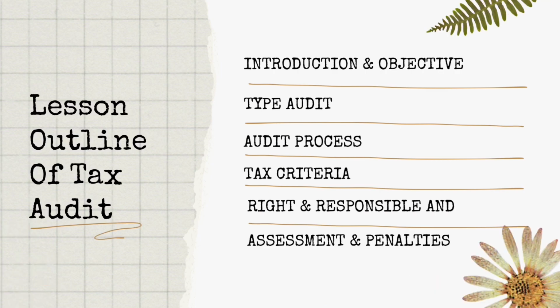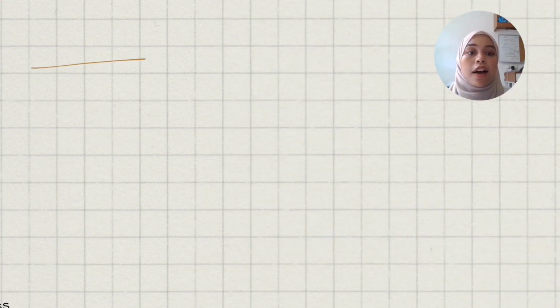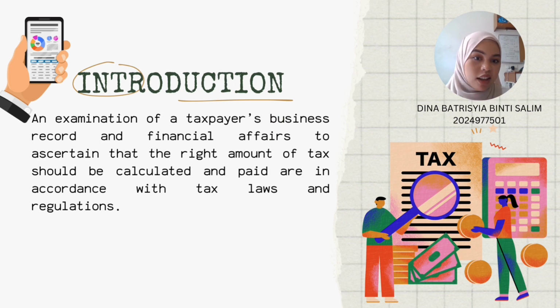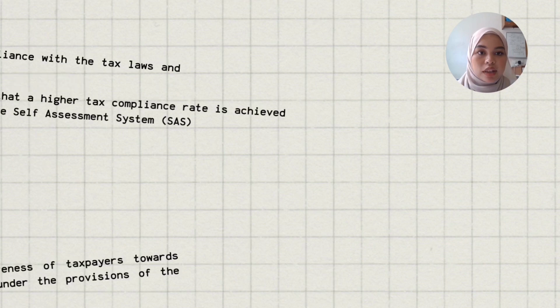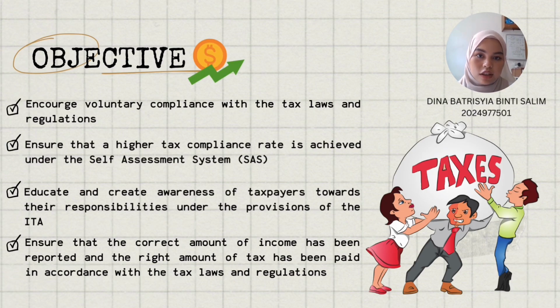This is our lesson outline of tax audit. Firstly, what is the tax audit? Tax audit is to ascertain that the right amount of tax has been calculated and paid according to the tax law and regulation. What is the objective of tax audit?